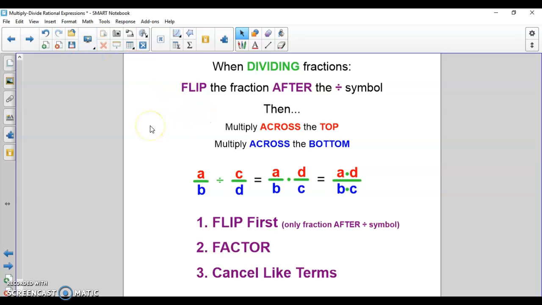When dividing, you're gonna flip the fraction after the symbol. So if you look here, I have a over b divided by c over d, similar to the very first slide. You flip the second fraction, the fraction after the symbol, and then you just multiply. Dividing is essentially multiplication. First thing you do is you flip, then factor, then cancel out like terms. Flip, factor, cancel.